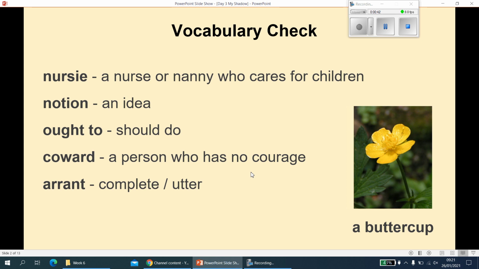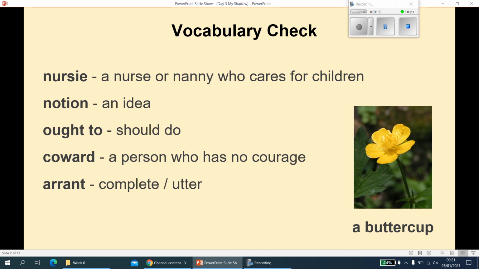So there are a couple of words in here that we might not be too sure of. I thought that one was nursey, and it basically means a nurse or a nanny who cares for children. And I think nursey is a bit like a nickname to describe those people. You've then got notion, which means an idea. So he hasn't got a notion of how children ought to play, which means he doesn't have an idea of how they should play. And then ought to is another way of saying should do. So it's he hasn't got an idea of how children should play, basically.